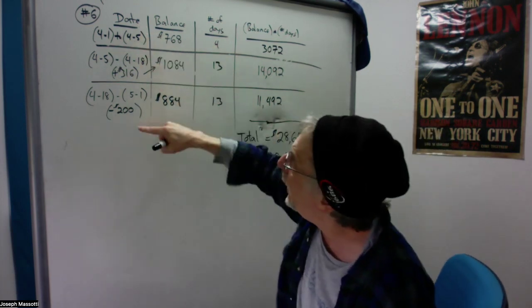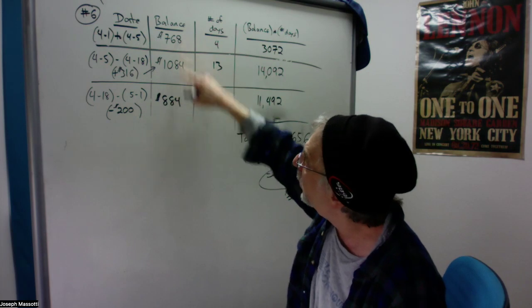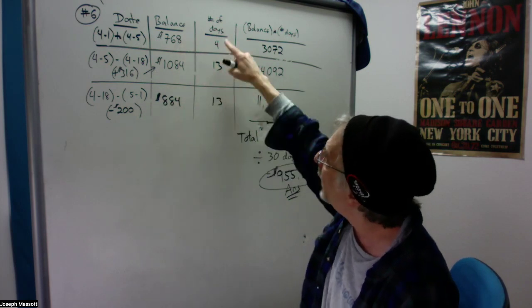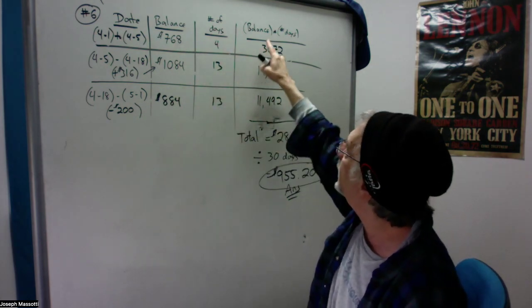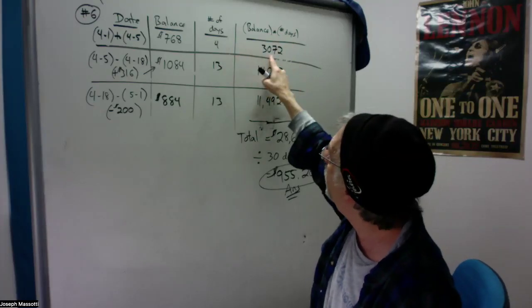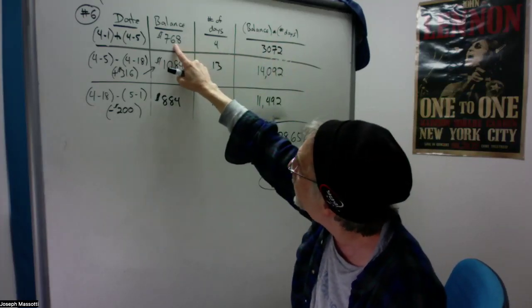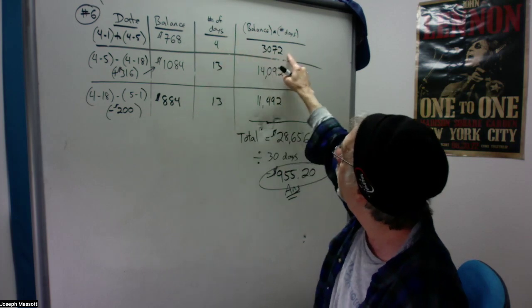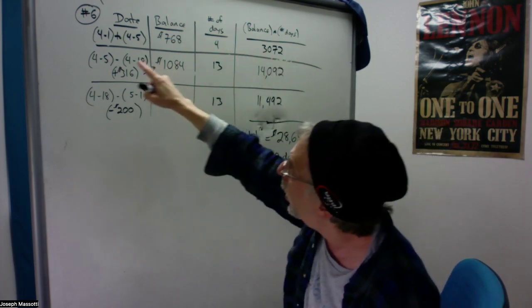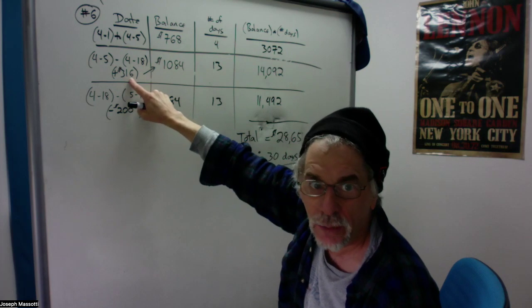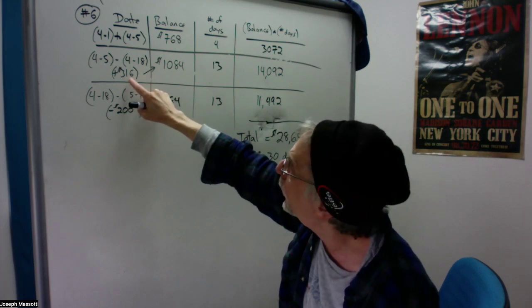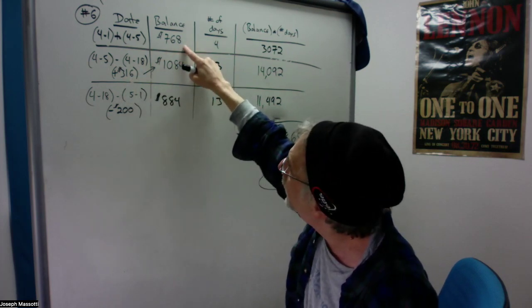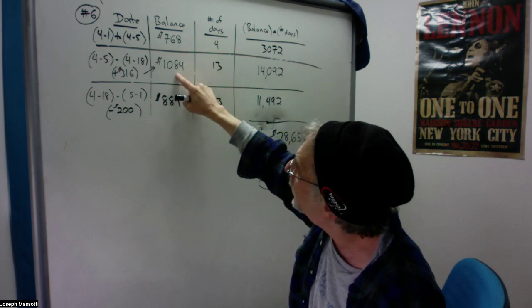So this column is the date. This column is the balance. This is the number of days that it has that balance. And this is balance times days. So this number is 768 was the balance for 4 days. So we get this number. Then on the 5th, a purchase of $316 was made. So we add $316 to this number to get this number.